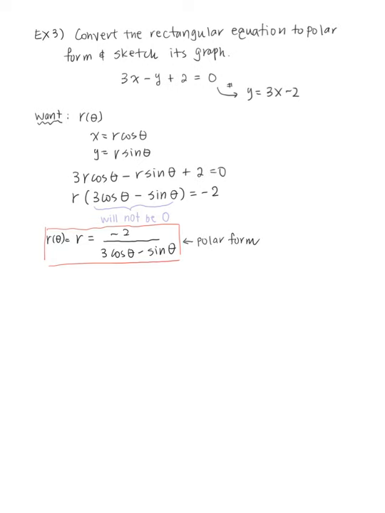Now to sketch this, do you see that it's a lot easier for us to look at the rectangular equation, which is y equals 3x minus 2, instead of r equals negative 2 over 3 cosine theta minus sine of theta? This is why I'm saying that if you have to sketch a graph, convert it into rectangular form so you know what the graph is going to look like. If I graph this by looking at y equals 3x minus 2, I know for sure that the y-intercept is at negative 2, and the slope is 3. So you go up 3, 1, 2, 3, and then over 1. If I connect those dots, that will be the graph of the equation y equals 3x minus 2.